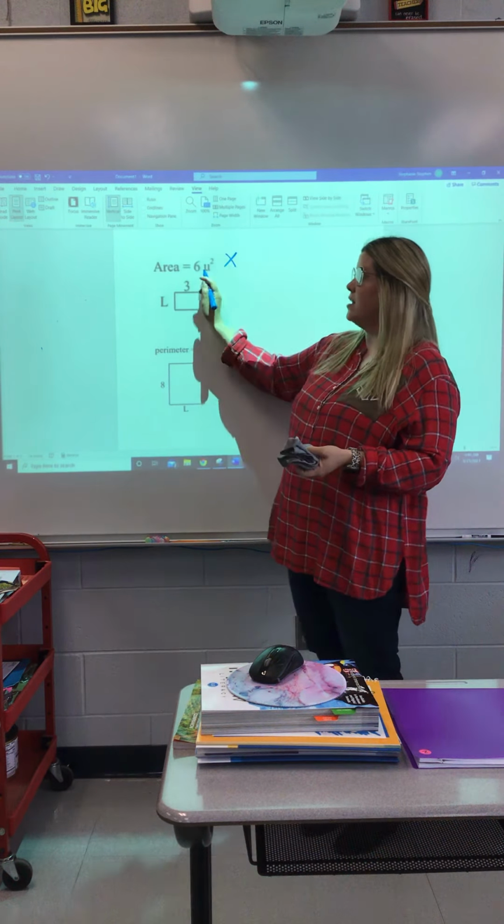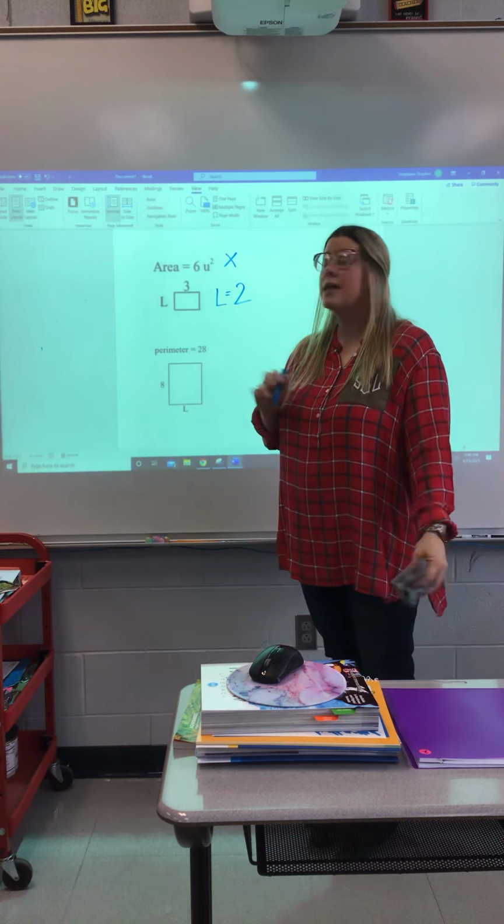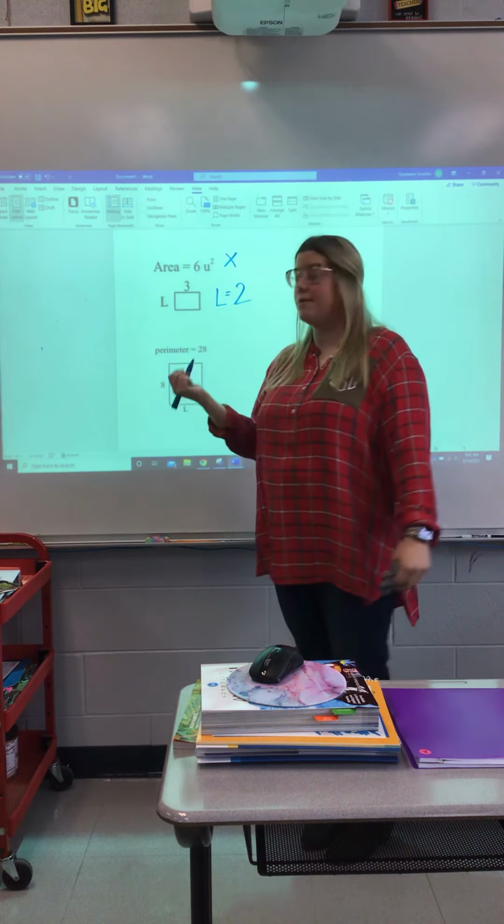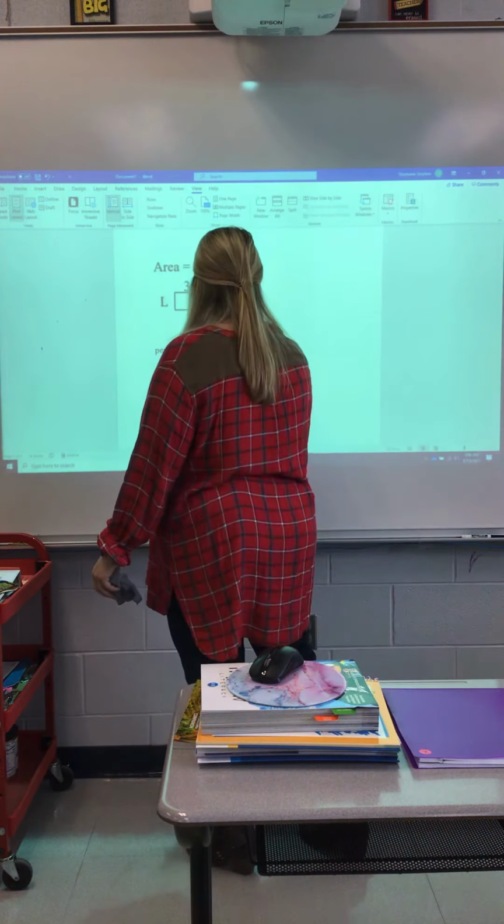Okay? All right, now let's try it with perimeter. So area is multiplication, perimeter is addition. I know that I need to add up all of my sides. So let's figure out what we do know. 8 plus 8 is 16. I know the whole perimeter is 28.